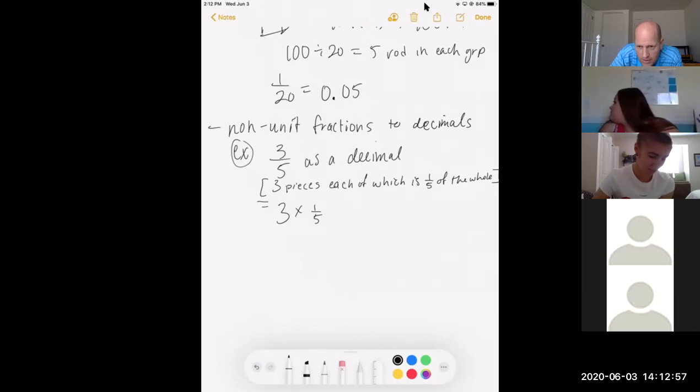Now, 1/5 we know as a decimal. Well, once you get the homework done, you'll know what 1/5 is as a decimal. It's 0.2. We can think about this as 0.2. Write that down.